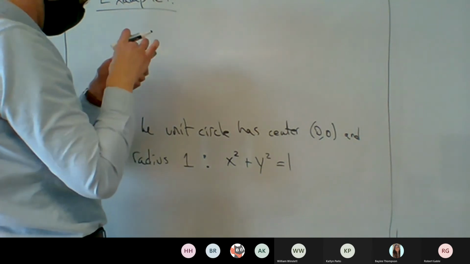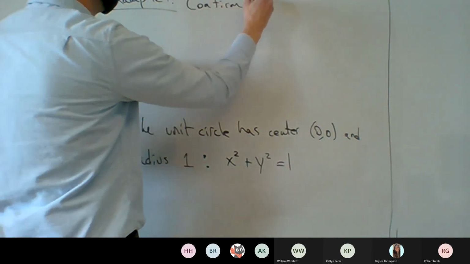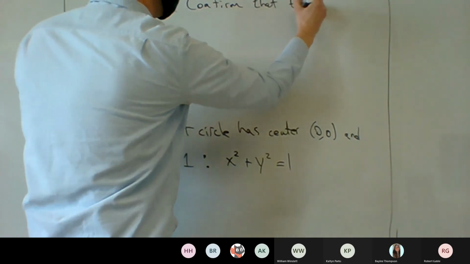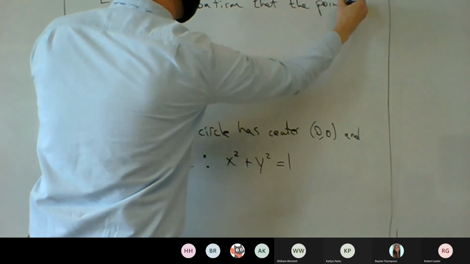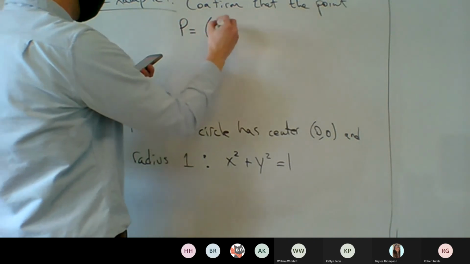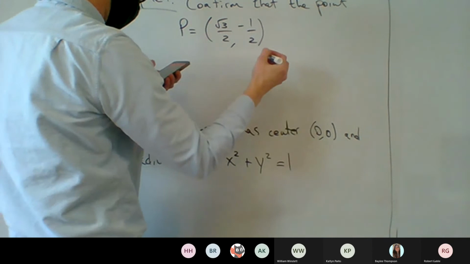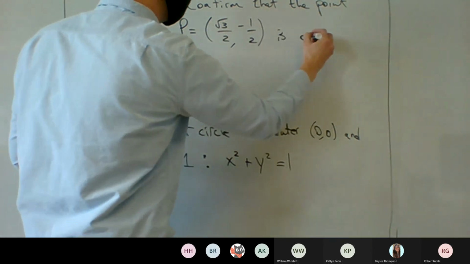Okay, confirm that the point P equals (square root of 3 over 2, negative 1/2) is on the unit circle.